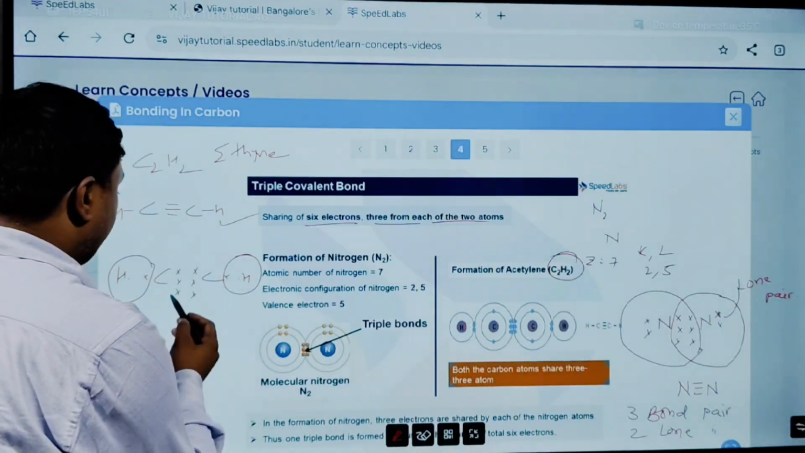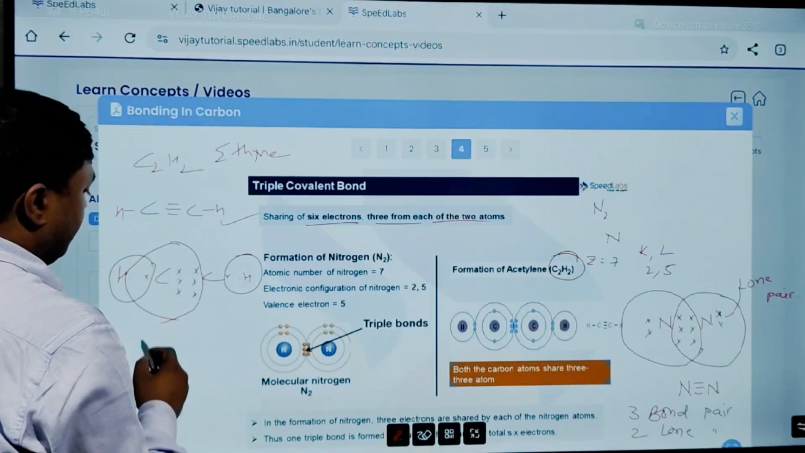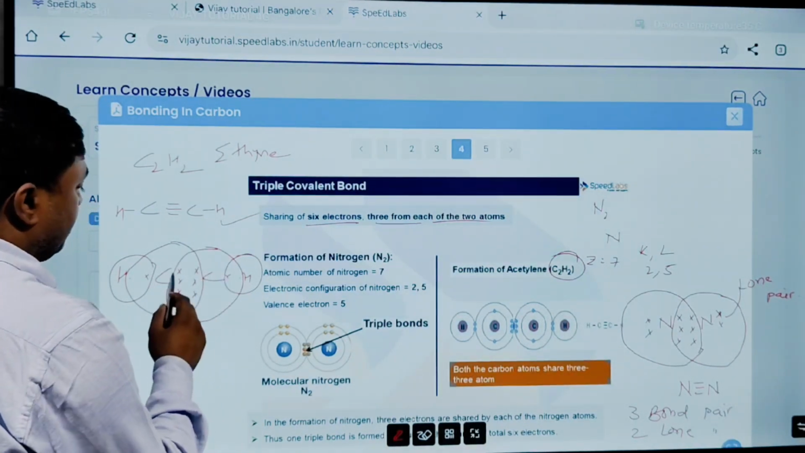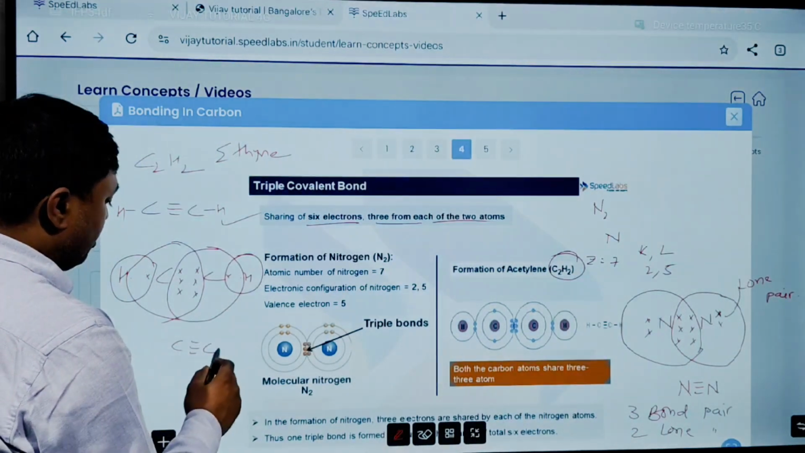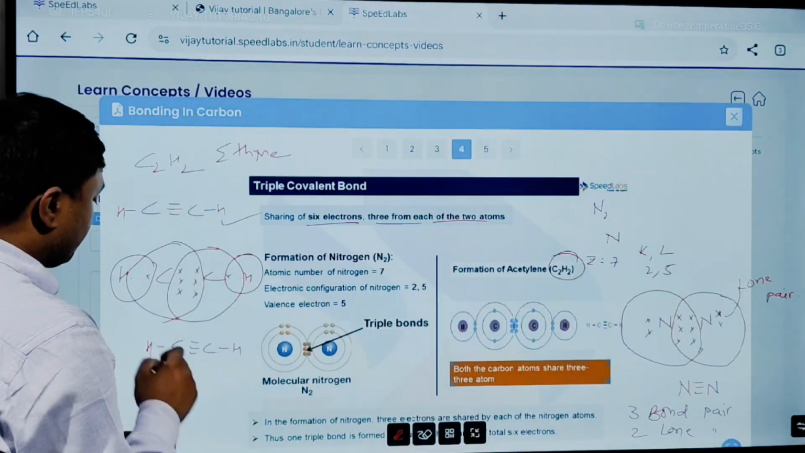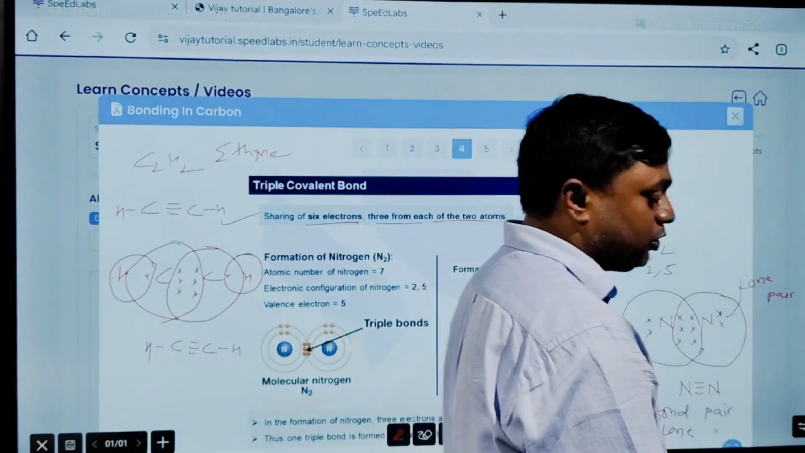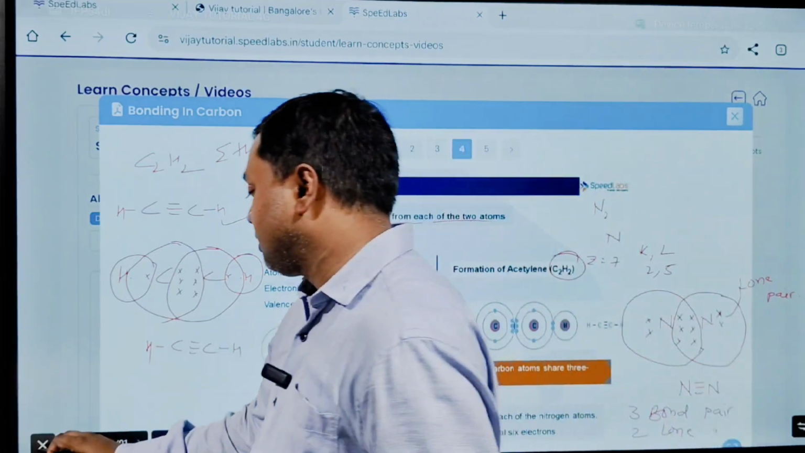What about the carbon? Carbon has 4 valence electrons. 1 it will take from here, 5, and 3 from here, 8. Similarly 4 is there, 1 from here, 5, and 3 from here. So that's why between carbon and carbon 3 pairs of electrons are shared, that is single covalent, triple covalent bond, single covalent bond. Okay, yes or no? So this is how the formation of a triple bond is shown here. You can see.